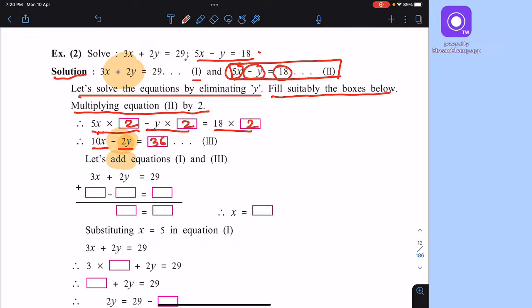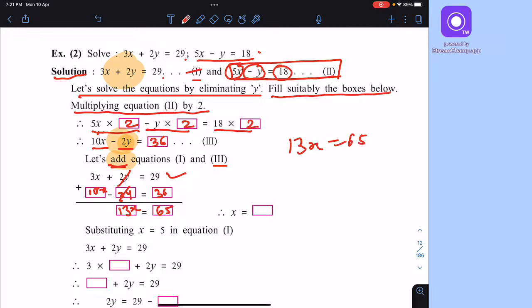So here the first equation is 3x plus 2y is equal to 29. That is written here. And equation number 3 is 10x minus 2y is equal to 36. And they are saying you have to add. So by adding, 2y and minus 2y will cut. 3x and 10x will become 13x. And 36 and 29: 9 and 6, 15, carry over 1; 3 and 1, 4, and 2, 6. Now 13x is equal to 65.